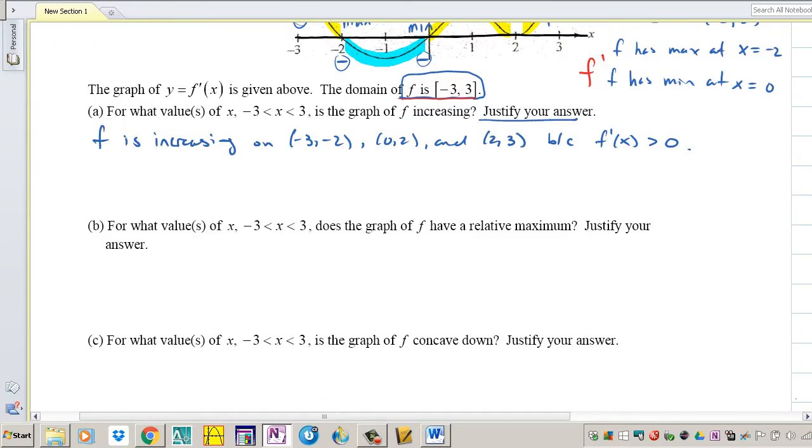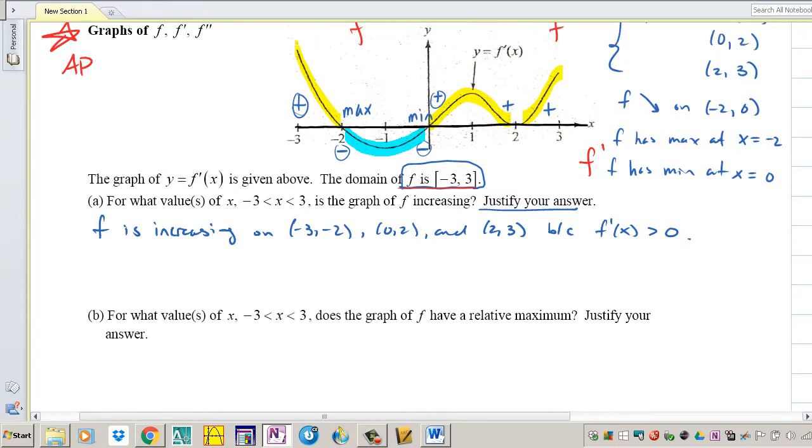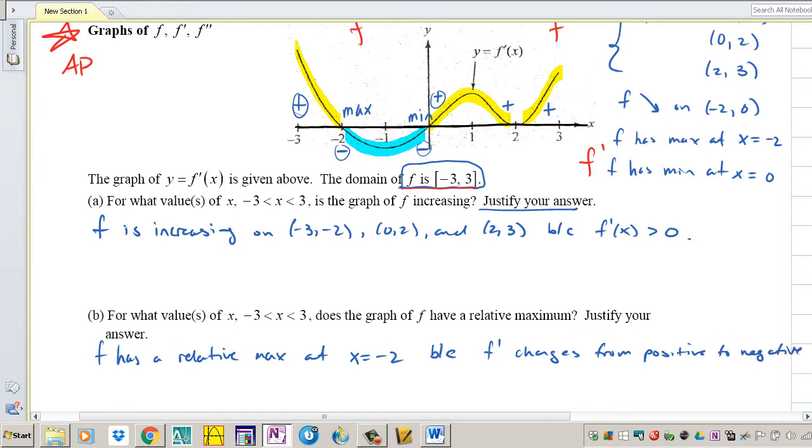Letter B. For what values of x from -3 to 3 does the graph of f have a relative maximum? Well, we already know what the answer to that is. So let's go ahead and write our sentence. F has a relative max at x is equal to -2 because, now we have to use calculus to explain our reasoning. Why does it have a relative max? Because f prime changes from positive to negative. And that's all you have to say.